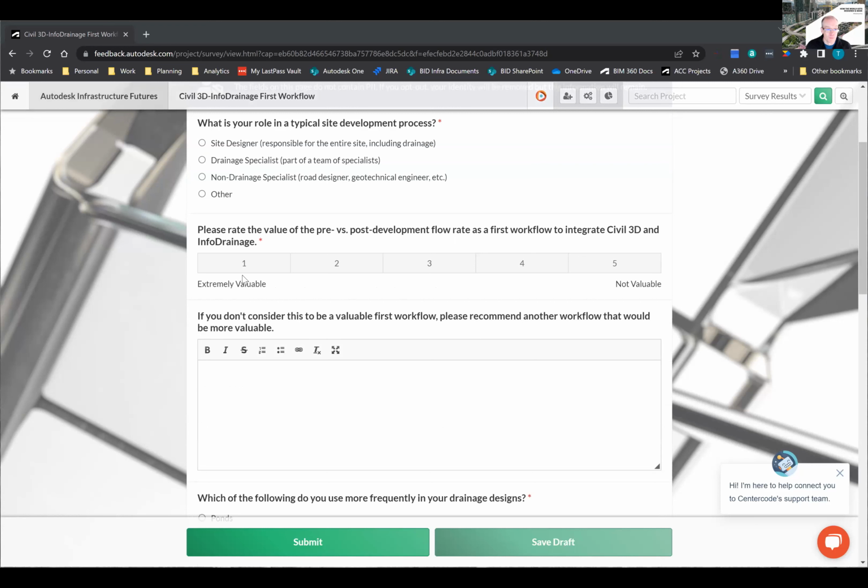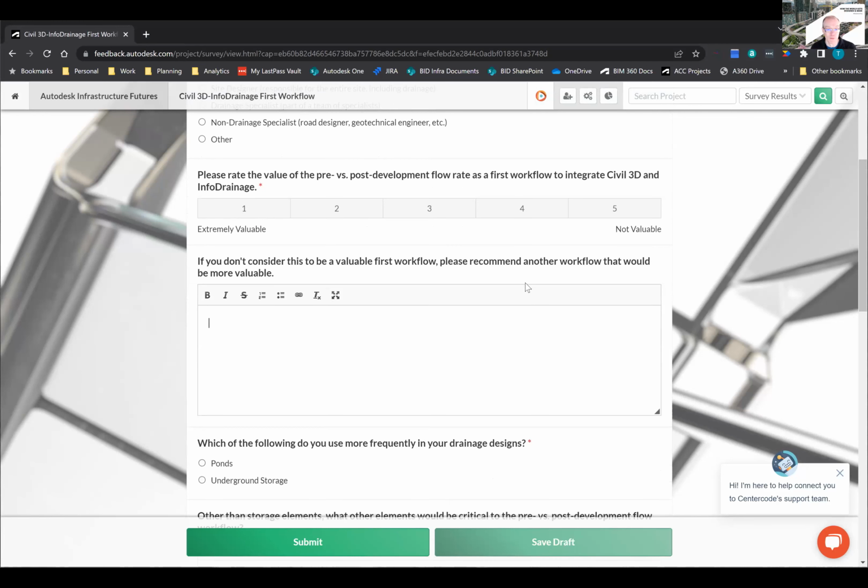One of the real goals we're trying to get at here is your rating of the value of this whole pre versus post development offsite flow rate workflow. Is this a good first workflow to integrate Civil 3D and InfoDrainage? Overall, is this a valuable place to start? If we have this as a first increment, how valuable would that be? And if not, what would be? If you have another workflow that would be more valuable than pre versus post, let us know.